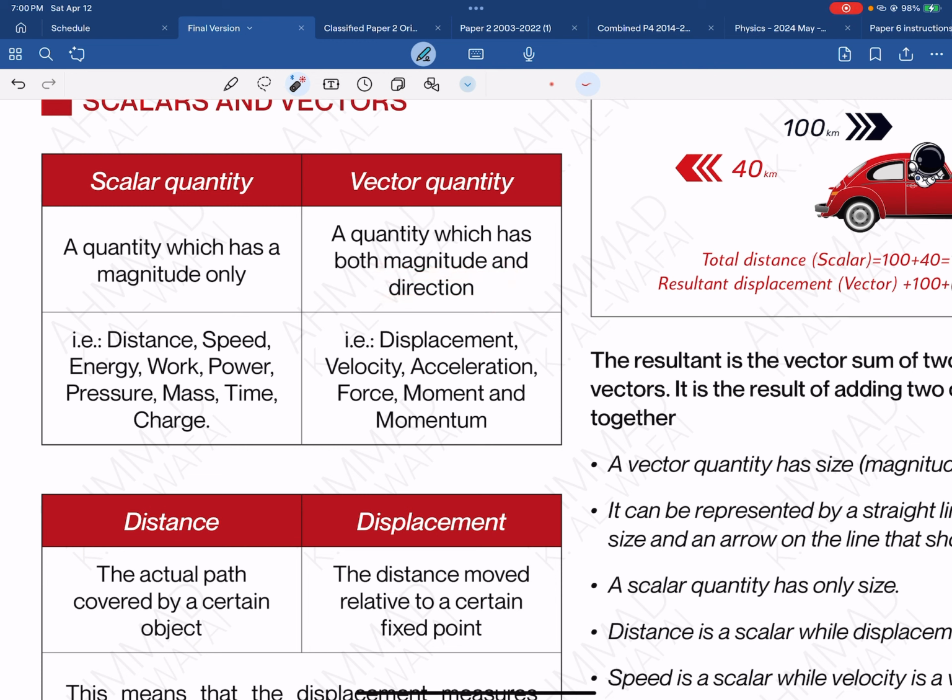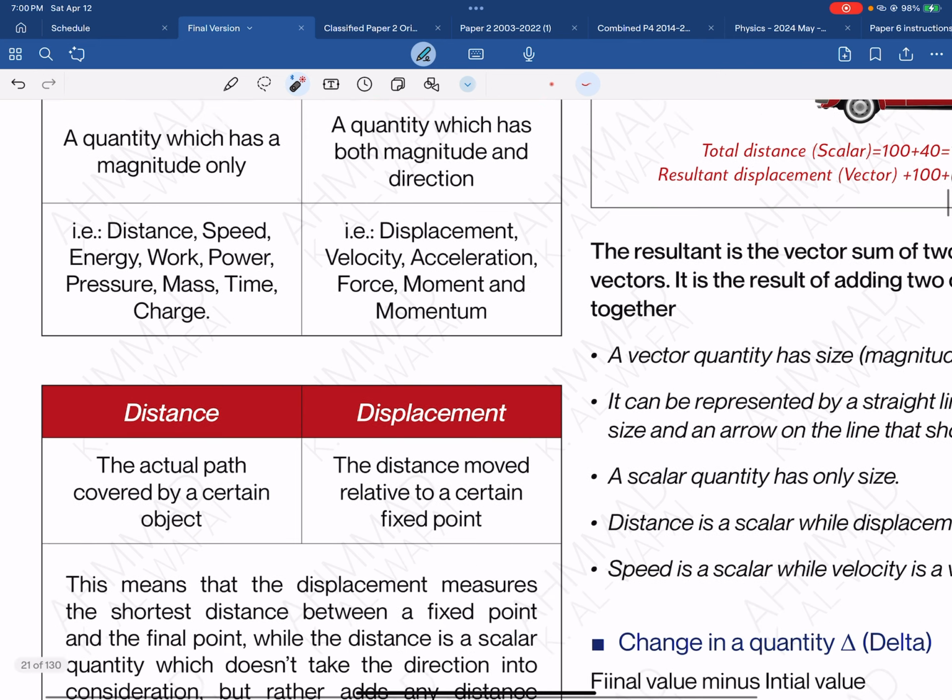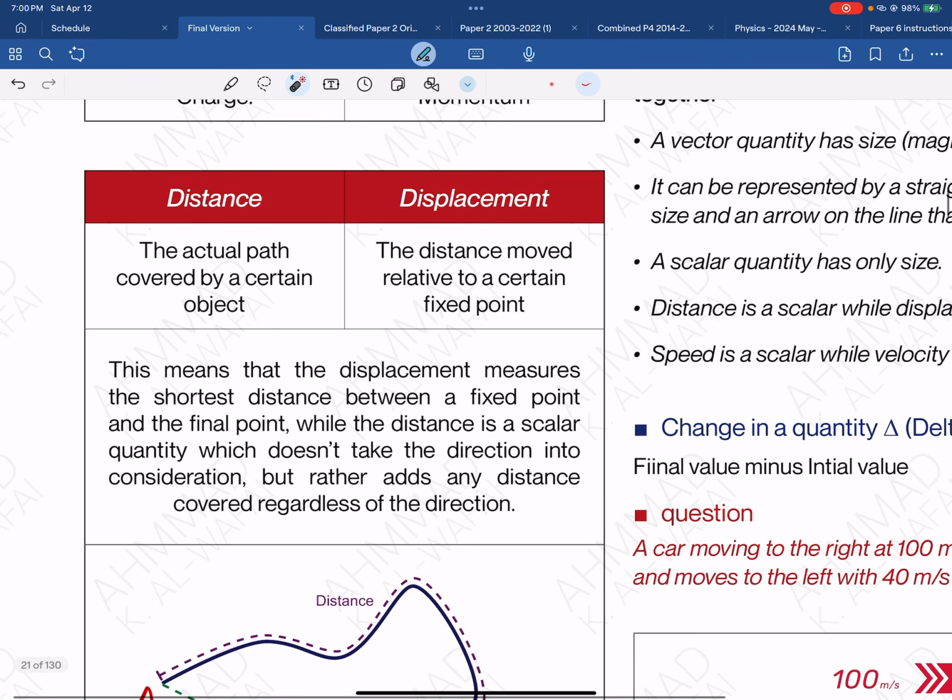Now, what are these? For the scalar quantities, we've got distance, speed, energy, work, power, pressure, mass, time, and charge. You've got displacement, velocity, acceleration, force, moment, and momentum in the vectors. Now let's see the difference between, for example, one of the most famous, distance and displacement. Distance is the actual path covered. Displacement is the certain distance covered relative to a fixed point.